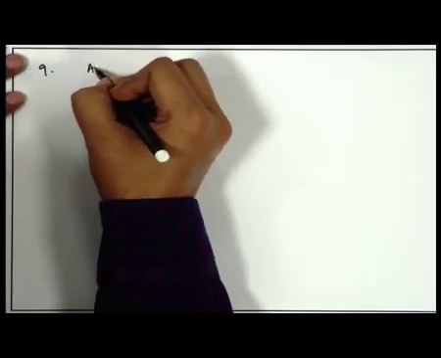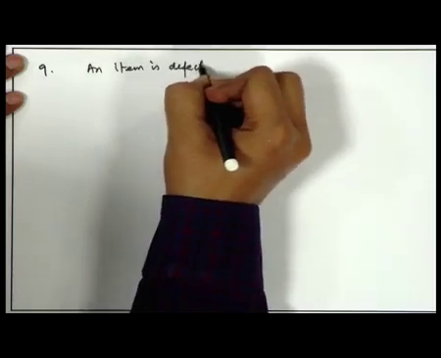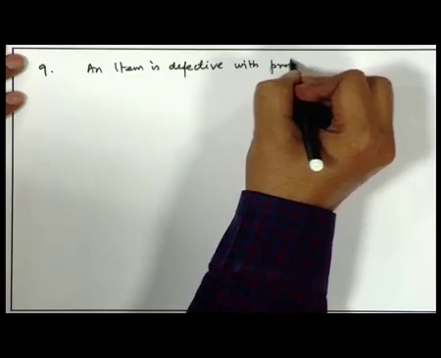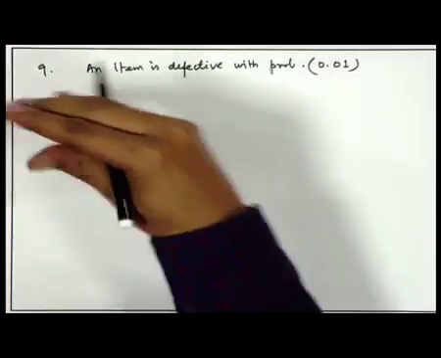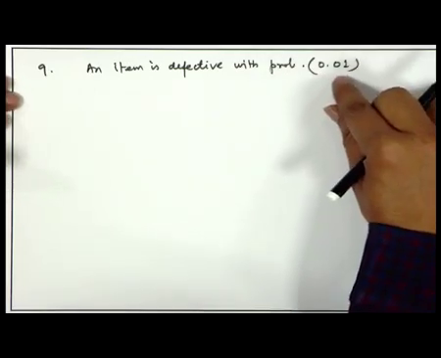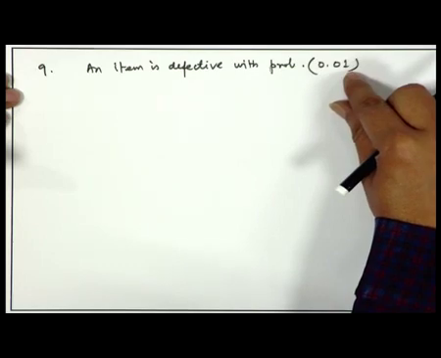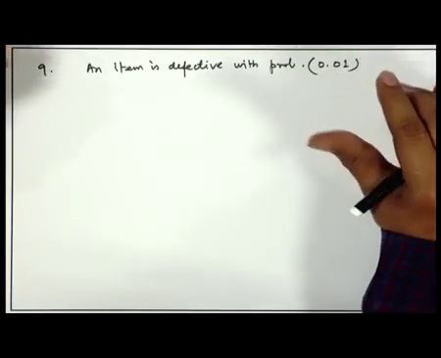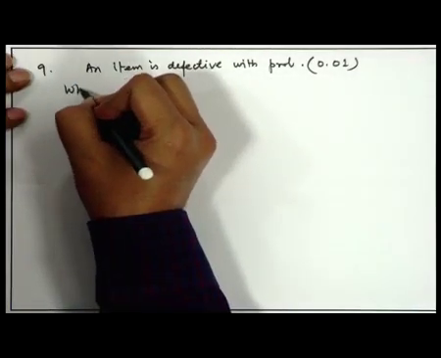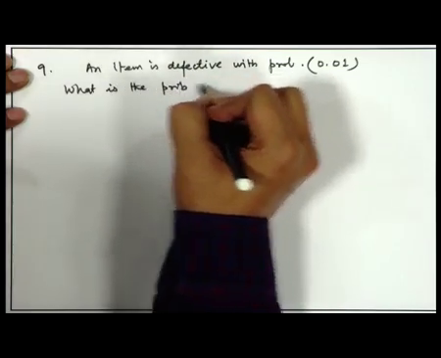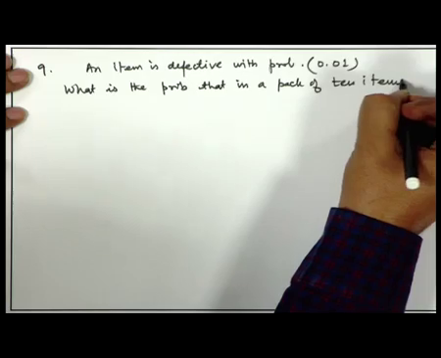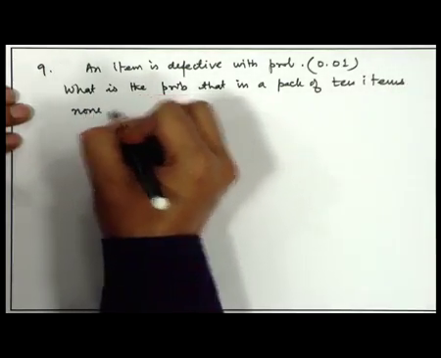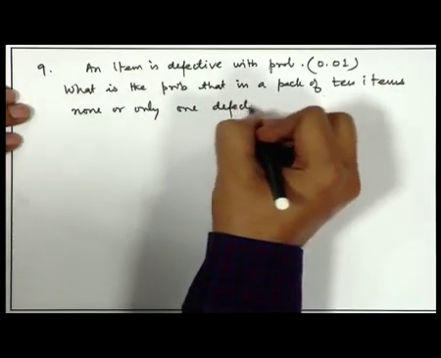Let me just give one problem in a quick fashion. An item is defective with probability 0.01. So, this is an industrial item. In the industrial item, there is an assembly line where the items are being produced. So, on the average, out of every 100 items, one item is defective. Now, a customer has to buy a pack of 10. So, what is the probability that in a pack of 10 none or only one defective is there?